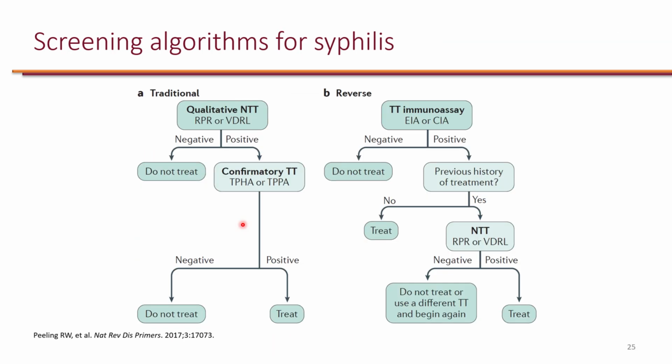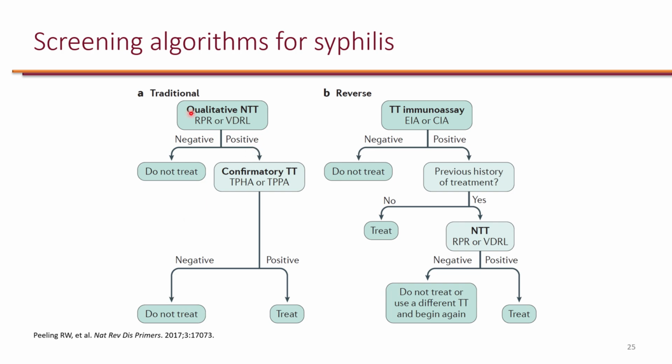And there are two different algorithms for diagnosis. The traditional way is that you start with one of the non-treponemal tests. So in the plasma, it would be RPR. If it's negative, you do not treat. If it's positive, you do a confirmatory test. So if you use the non-treponemal test, then you confirm with the treponemal test. If it's positive, you confirm that it is a true positive and you treat. But if it's negative, then you assume that this was a false positive, so you do not need to treat. Okay. Now, this is something that traditionally was used.